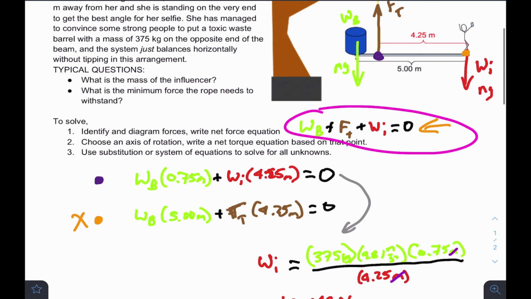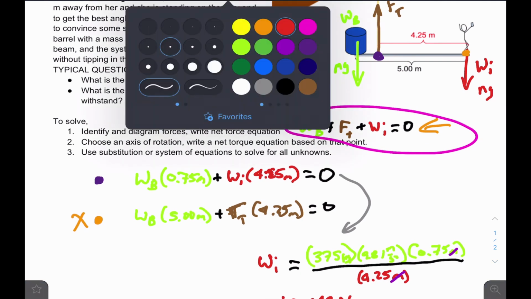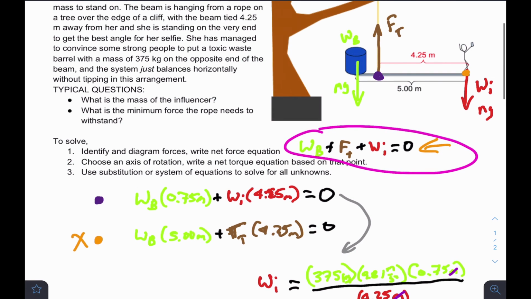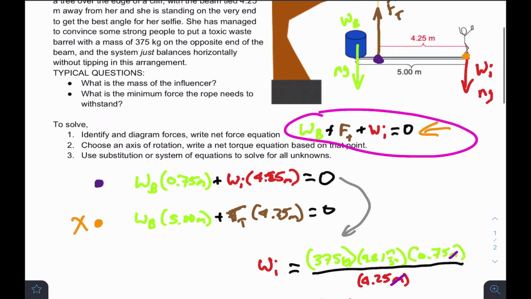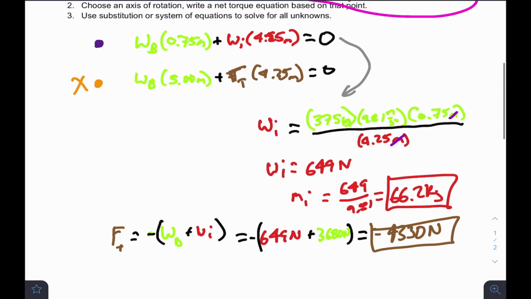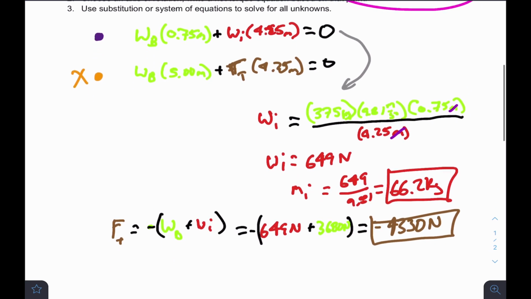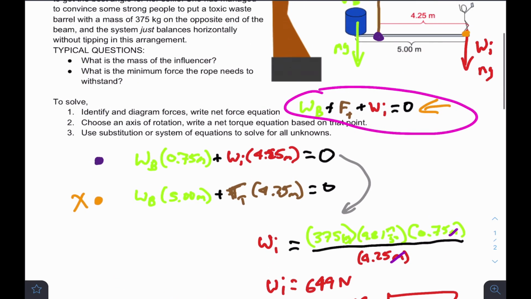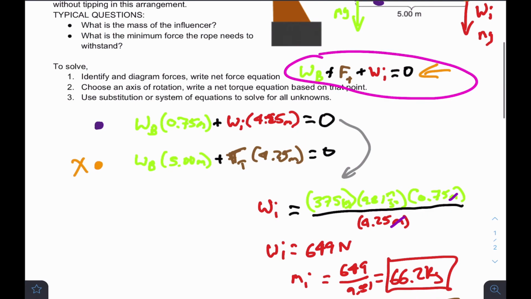equation is the absolute wrong one, and that would be solving for the torque at the barrel with the pivot point at the barrel, because we don't know the force of tension on the rope and we don't know the weight of the influencer, but we do know the mass of the barrel. But it would be a valid way of getting the ratios of them, but it wouldn't solve for that, right? So that's how we approach those solutions to get the mass of the influencer in this case and the tension that the force of the rope needs to withstand.